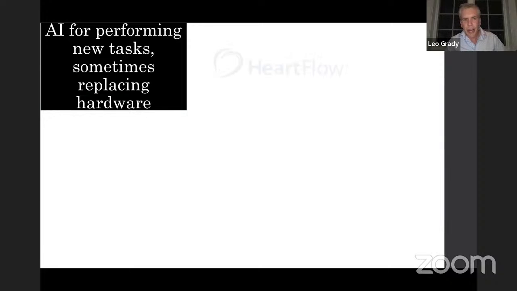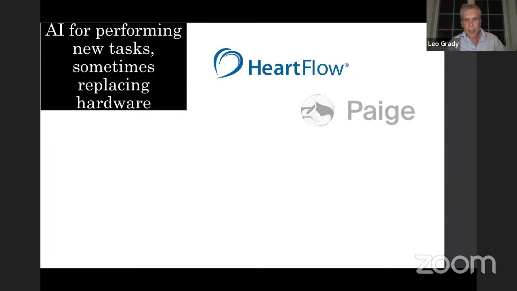So what I was showing you at HeartFlow was replacing an invasive catheterization by being able to do all of that computationally from a cardiac CAT scan and using AI as an enabling technology for doing that. Similarly at Paige, I was showing you the Paige prostate application, but we also worked on other applications where we could use AI to look at a tumor and say, what's the likelihood that drug X is going to be effective for treating this tumor?